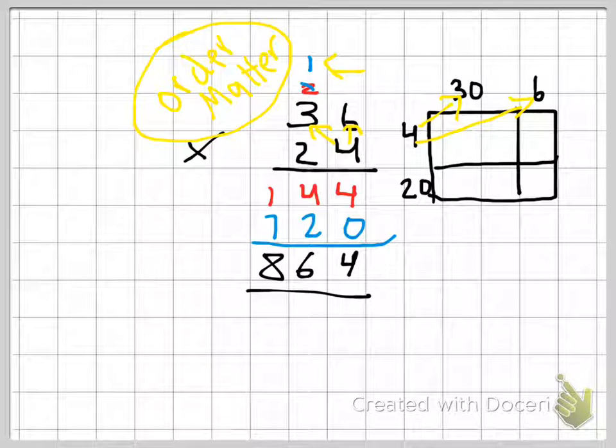But what I wanted to show you is that when you do the area model, you do 4 times 6 and 4 times 30. It doesn't matter which order you do. You can go 4 times 30, 4 times 6.